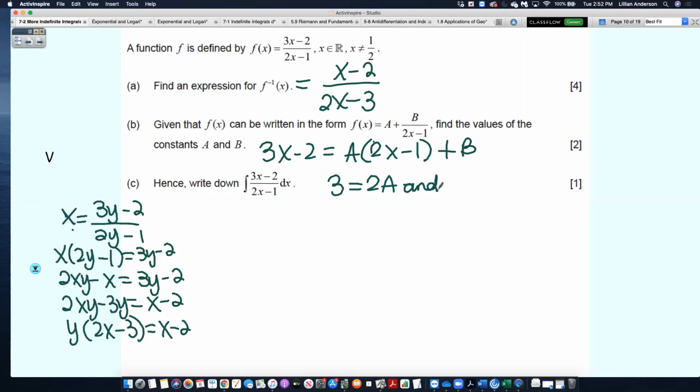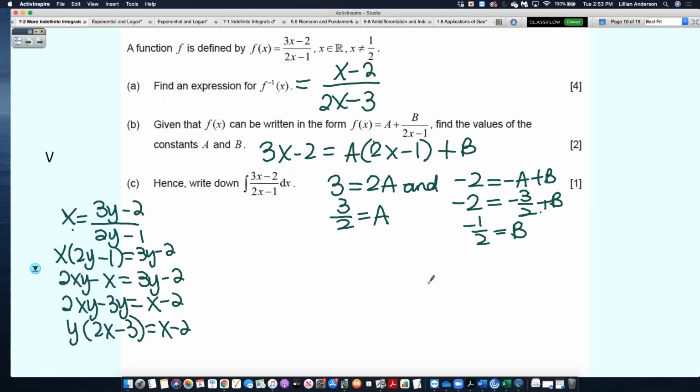and -2 would be equal to -a plus b. Okay, since b is just a constant, then it only pairs up with the constant, not with the variable and the coefficient. So that means that a would equal 3/2. And if a equals 3/2, that means b would equal -1/2. I was on the right track. I just doubted myself. Okay. So again, remember, when it comes to these partial fractions, you want those different pieces to match up. So all your constants go together.